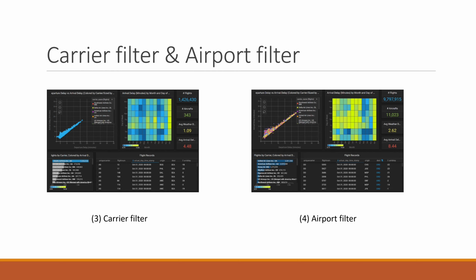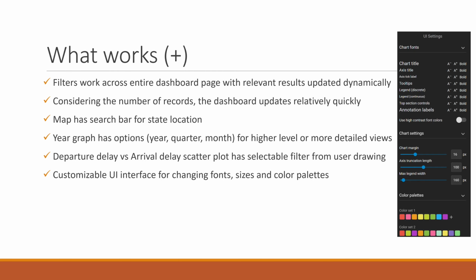So for what works for this particular application, we can see that by clicking on one of the filters, we can apply auto filter across the entire dashboard page with the relevant results updating dynamically. Also, considering the sheer number of records, we can see that the dashboard updates relatively quickly. And the map has search bars for state location and also a zooming in and zooming out feature.